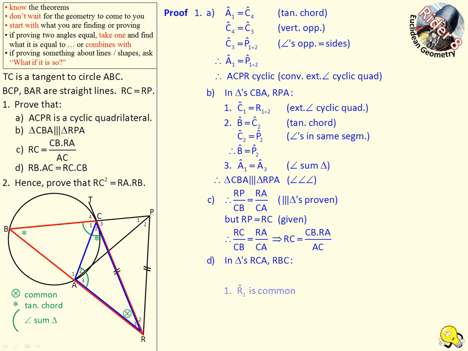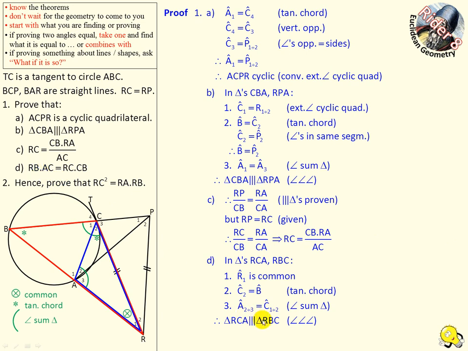In those triangles, R1 is common. C2 equals B. Star equals star. Tan chord, angle and alternate segment theorem. And the remaining angle, A2 and 3 equals remaining angle C1 and 2 by angle sum triangle. Therefore, triangles similar. Once again, correct order. R equals R, common. C in the one equals B in the other, and A in the one equals C in the other. Because from there we can now obtain.